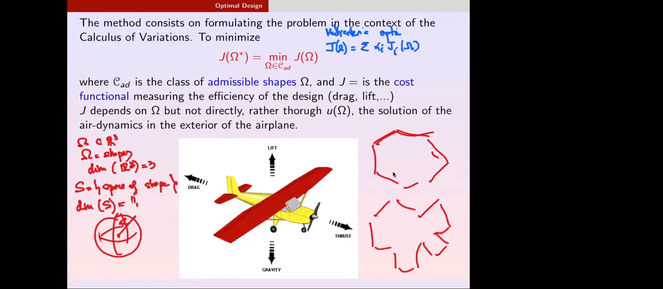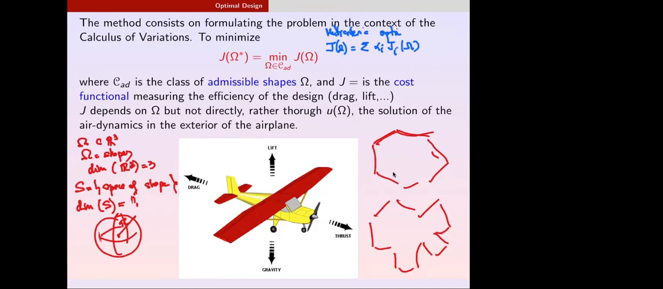So one functional will take into account the lift properties of the airplane, the other one the drag, the other one the thrust. There could be criteria also related to the weight of the aircraft. There could be criteria about the volume, the height, the comfort of passengers inside, the oil consumption.